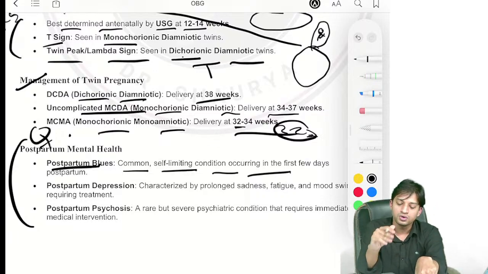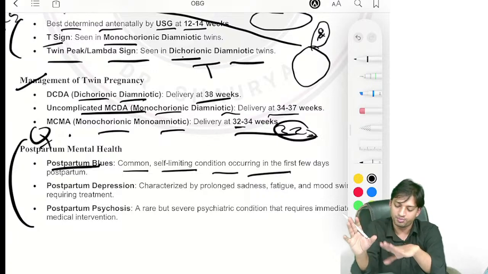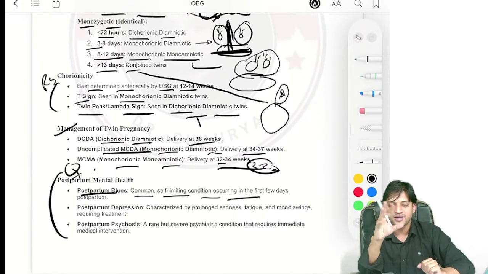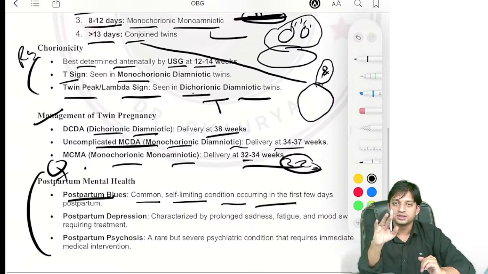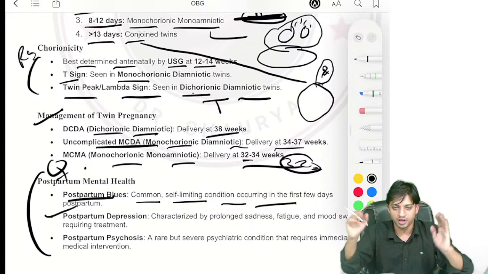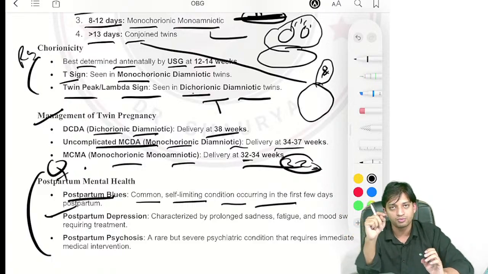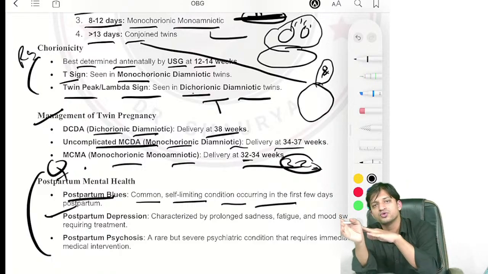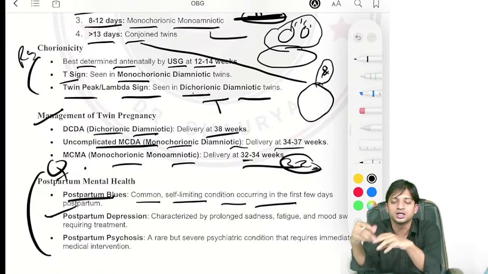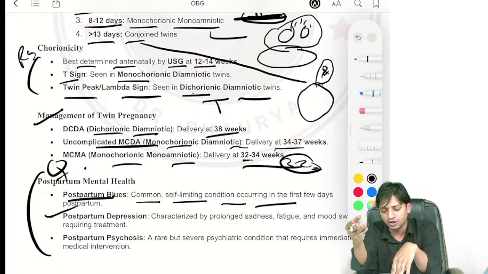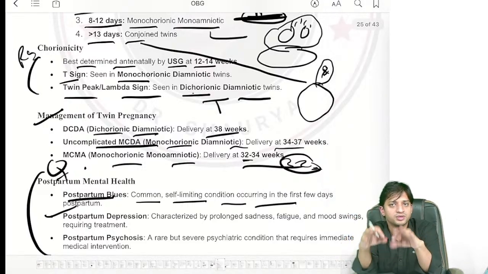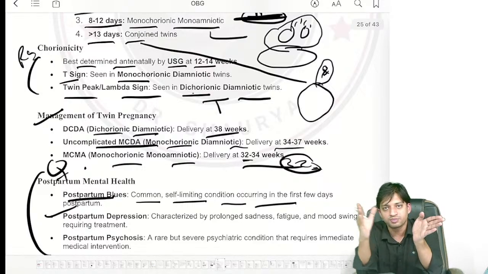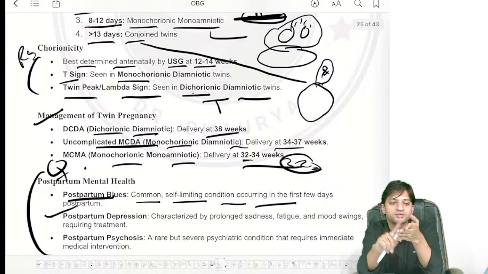Now, if they give you that after delivery the female went into depression, it is a prolonged stage, right? Fatigue, and she is having mood swings requiring treatment, then it will be postpartum depression. Few days is postpartum blues, a longer period is postpartum depression. Postpartum psychosis is very rare but it can happen and it will require immediate medical intervention. They will give you the history that after delivering the female started behaving psychotically, with symptoms like aggression or delusions, and they will tell you that it is persisting for a longer period of time. So you will have to do emergency management.